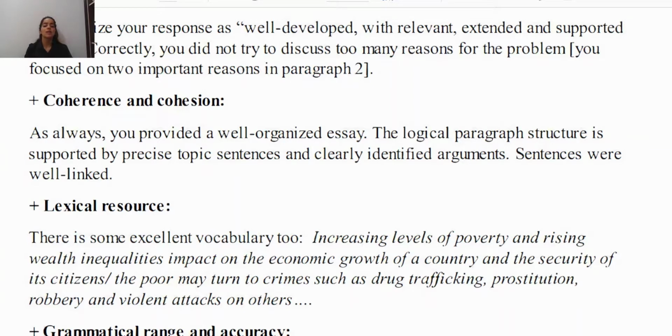There are some excellent vocabulary too, increasing levels of poverty and rising wealth inequalities, impact on the economic growth of the country and the security of its citizens. The poor may turn to crimes such as drug trafficking, prostitution, robbery, and violent attacks on others. So as you can see, all the vocabulary used is linked to the topic, which is about crime.